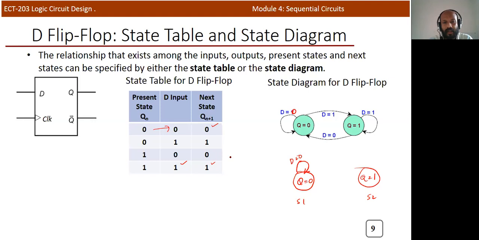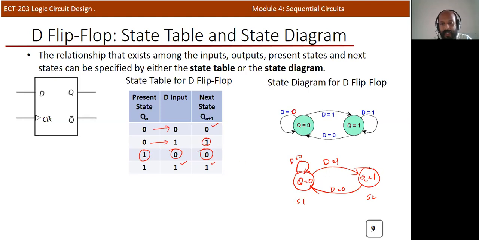Present state is 0, that is Q equal to 0, and the D input is 1, which means it will go to the next state, that is 1. Now consider the present state 1, that is Q equal to 1, and the D input is 0. D input 0 means it will go to the 0 state.